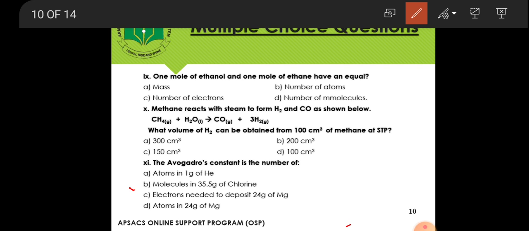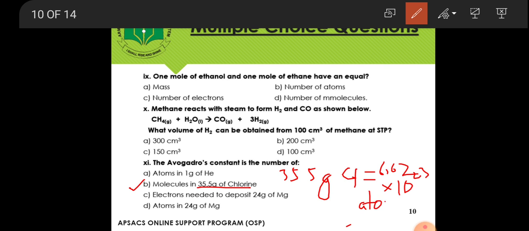Then B part, molecules in 35.5 gram of chlorine. 35.5 gram of chlorine contains 6.02 into 10 raised to power 23 atoms of chlorine and not molecules of chlorine. This is chlorine atom, not molecules of chlorine. The word molecule is wrong, so this is the wrong statement.